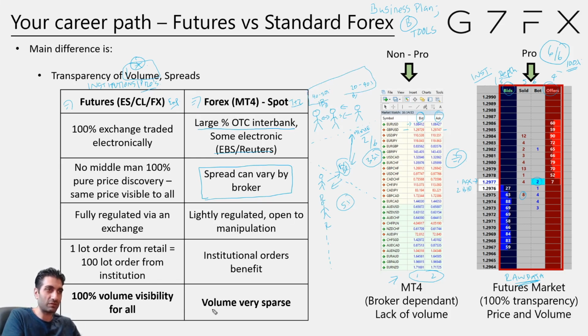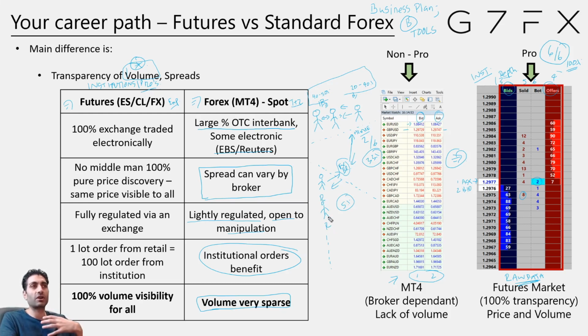That's why I say here volume is very sparse. We don't actually see any of this information. We don't know what's going on. It's all unregulated, essentially. That's what I've put here, lightly regulated. It's open to manipulation. Institutional orders are benefiting. If you're a big institution here on the buy side, you're going to get preferential treatment. You're going to be ahead of us, you and I, the retailers.